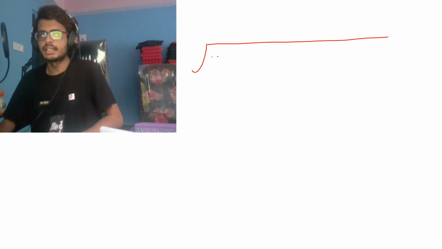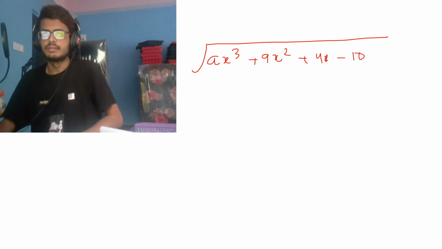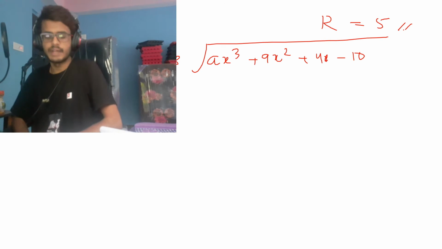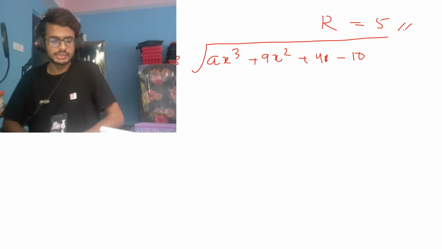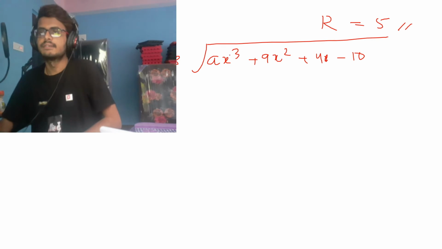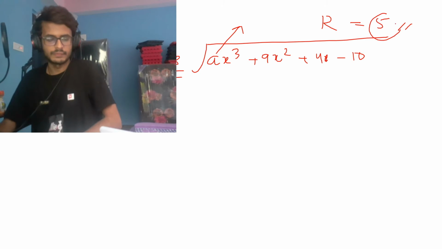There's another type of question that you get in this chapter, something like this. There is ax cube plus 9x square plus 4x minus 10, and when it is divided by x plus 3 it gives a remainder of 5. Now you need to find what the value of a will be. So you have to find the value of a such that when you divide this thing by x plus 3, you'll get a remainder of 5.